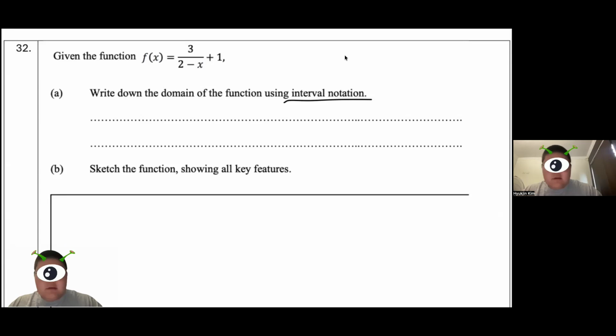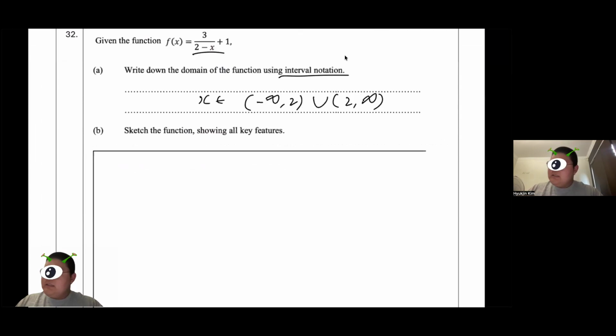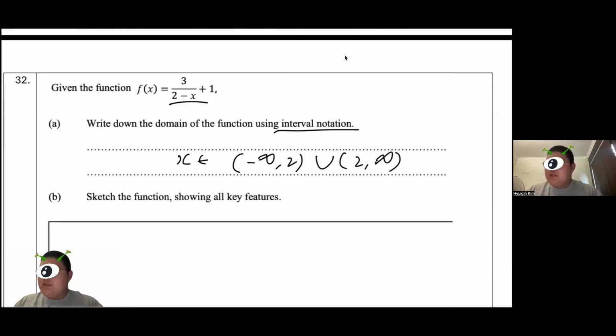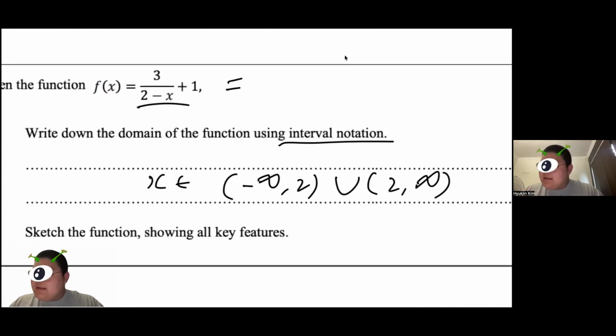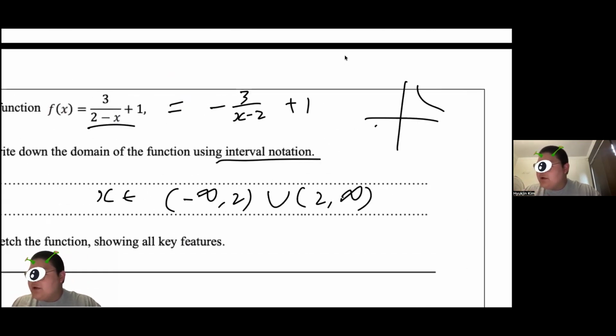Interval notation. X can be anything but 2. X can be negative infinity to 2, not inclusive, union 2 to infinity. Sketch the function showing all important key features. You might make a bit of a mistake here. This is the same as saying negative 3 over x minus 2. That's the way I like to look at it. Or if some of you thought it's the negative of the flip of the x, that's the same thing actually. If you flip a hyperbola vertically or horizontally, it will change this way. They're all the same.